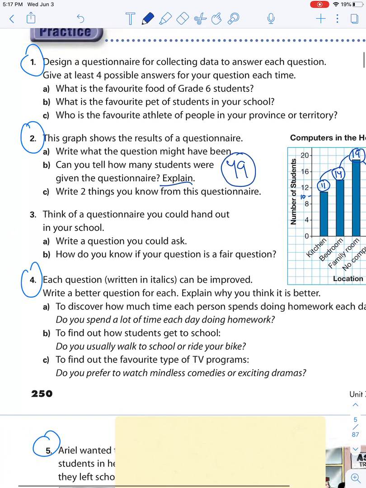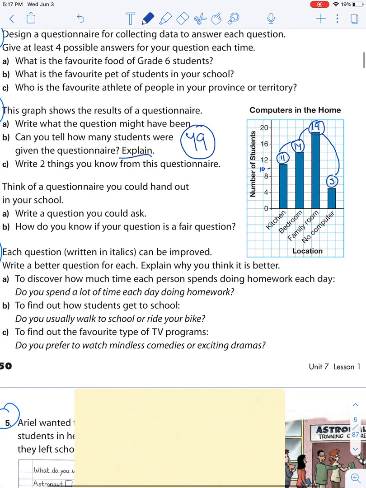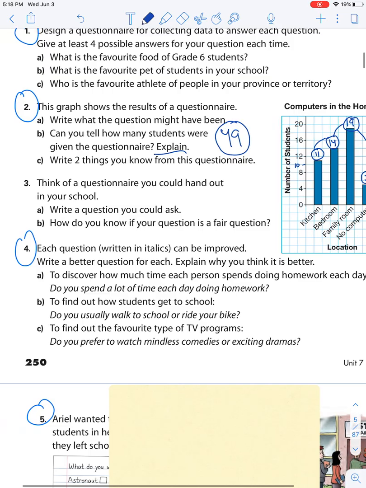Write 2 things you know from the questionnaire. Okay, well, computers in the home. Okay, so we know that most families, the location of the computer was in the family room. There were only 5 families who did not have a computer. In the kitchen, there were 11 families who had a computer in the kitchen. The second most common spot for a computer was in the bedroom.